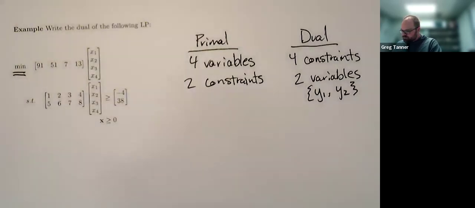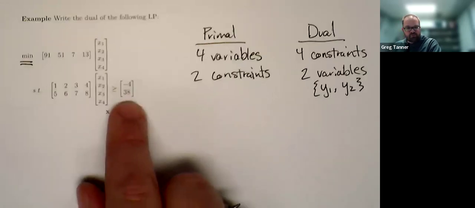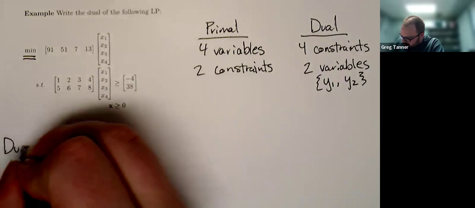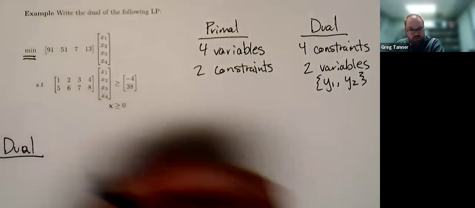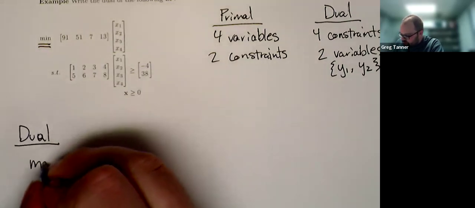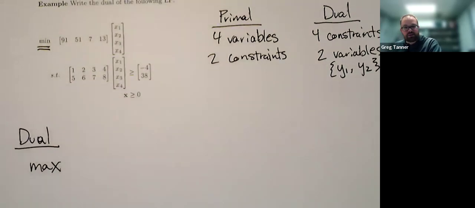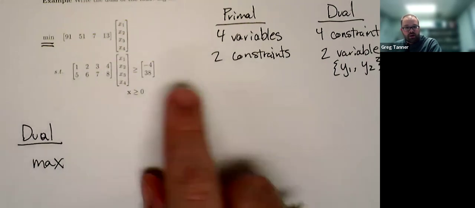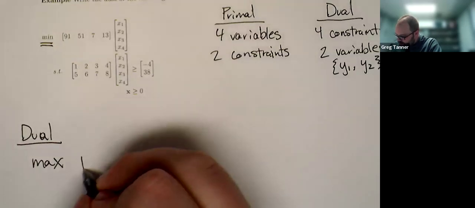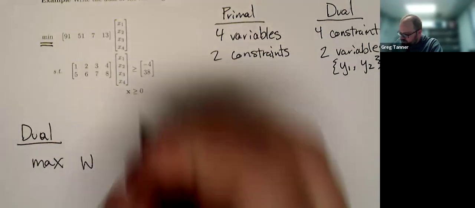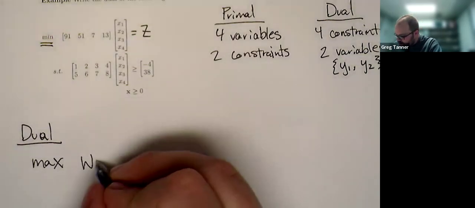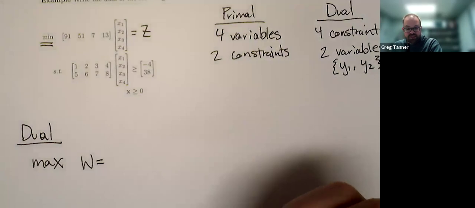But yeah, let's start off with the objective, the new objective. So now we're going to write out our dual problem. The original problem was a minimization problem, so the dual is always going to be the opposite. So this is going to be a maximization problem. We'll actually label maybe the objective of the primal problem. We'll call that Z. We'll call the objective of the dual problem W.